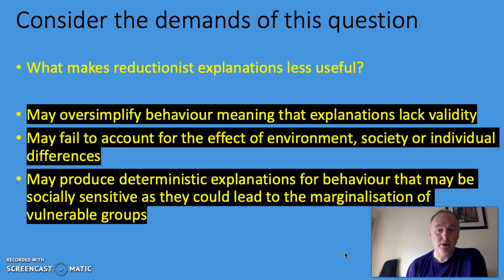It may produce deterministic explanations for behaviour that may be socially sensitive, as they could lead to the marginalisation of vulnerable groups. So you think about it, if you have a piece of research which is reductionist, you get a cause and effect relationship. That cause and effect relationship becomes predictable. Predictable research is deterministic, isn't it? That's one of the definitions of what we mean by determinism. It has a clear causality. However, if that research is then used to marginalize groups in society, vulnerable groups, then we could talk about that research as being socially sensitive.